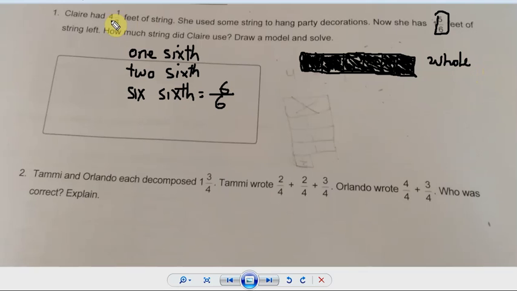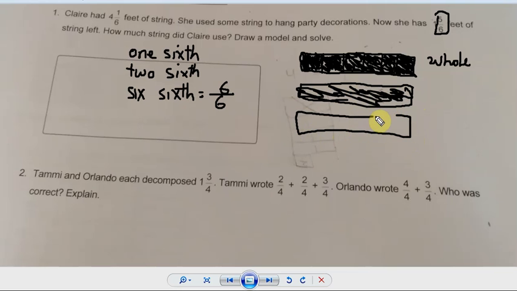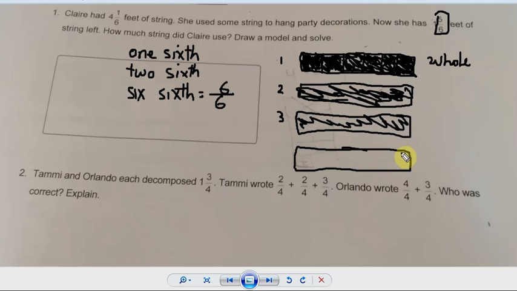So now we saw that Claire had 4 1/6. All right. So Claire had 4 wholes. So let's draw 3 more. So that's another whole, and we could shade all of that. That's another whole. How many wholes did she have? 4, right? So this is 1, 2, 3, and the final one, this is 4. So she has 4 wholes.